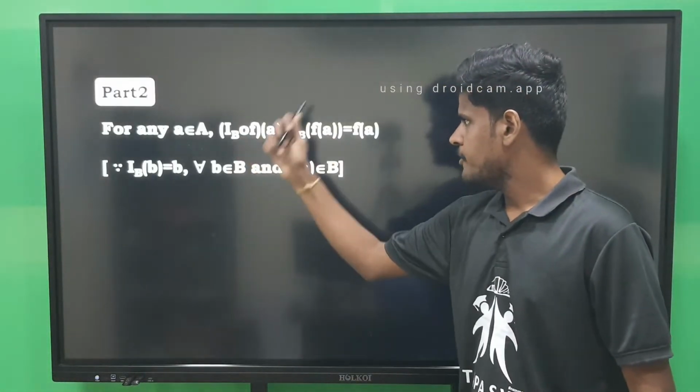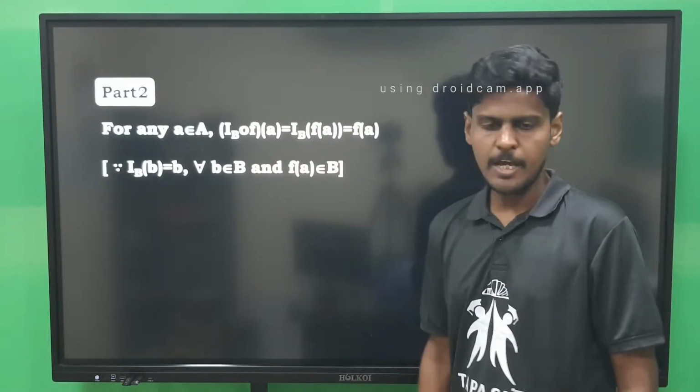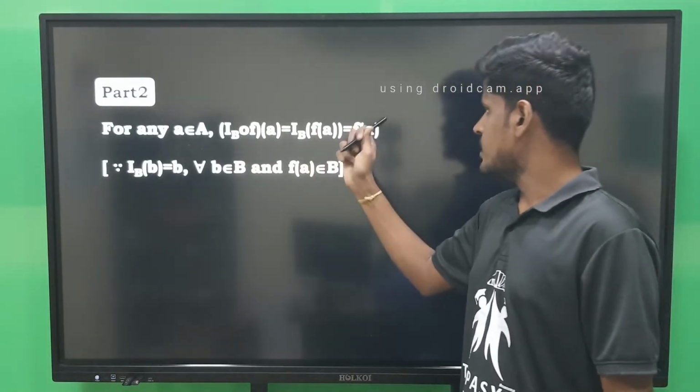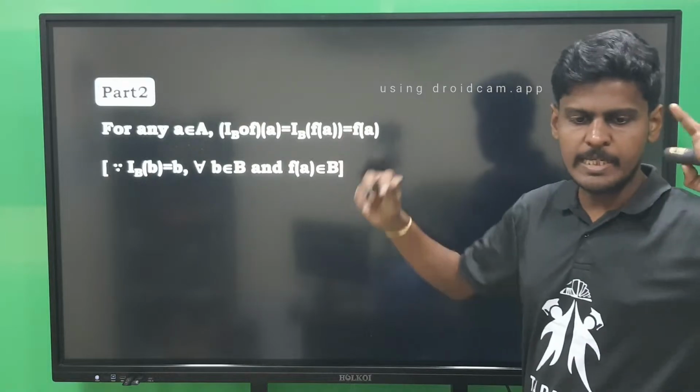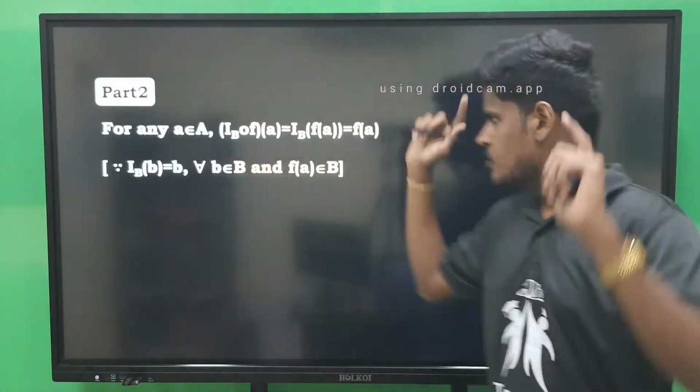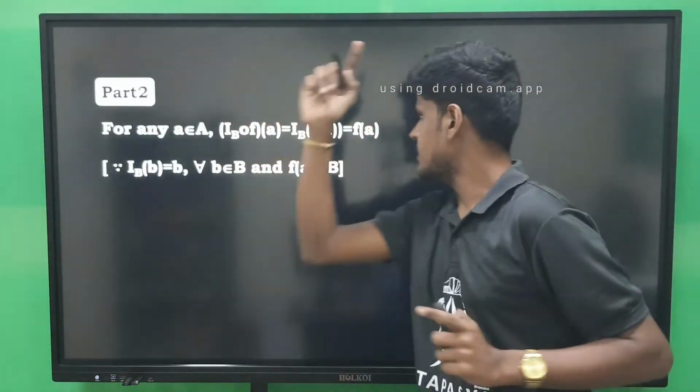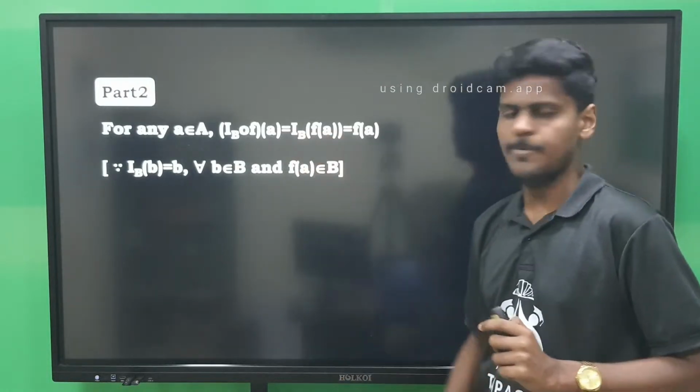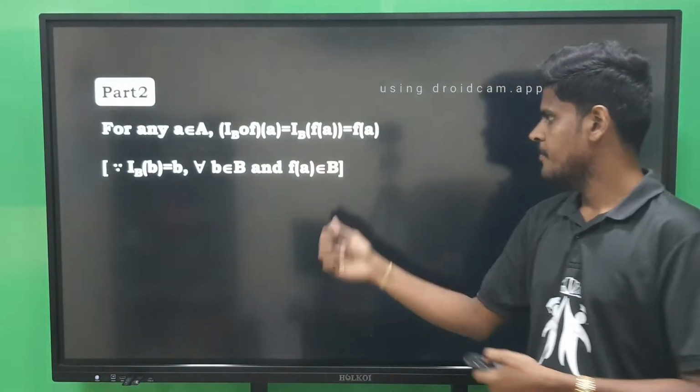Next, I_B of f of a. And what is f of a? I_B is an identity function on B, so the output will be exactly the same as f of a. The output is the same as the input. So the answer is f of a.